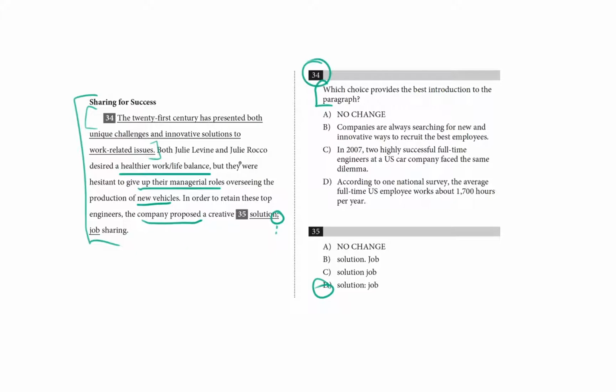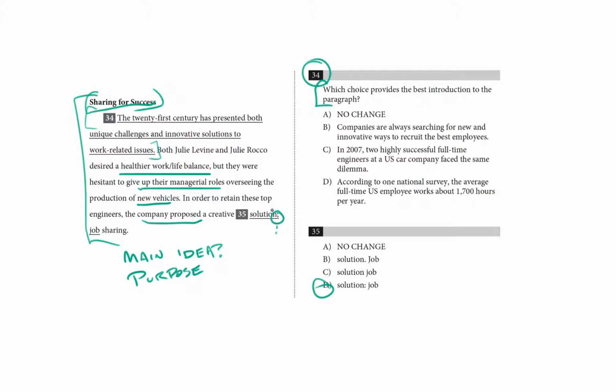So it sounds like we're introducing a problem for these two engineers and then a solution from the company. So we're going to be looking for a choice that introduces these two women and their problem. So I'm going to write, what's the main idea? And then what's the purpose? Now, we don't have the rest of the passage here, but we do have its title, Sharing for Success, and that tells me this passage is going to be about job sharing. So I think the purpose of the information in this first paragraph is to introduce us to the idea of job sharing and show how it can solve problems in the workplace.